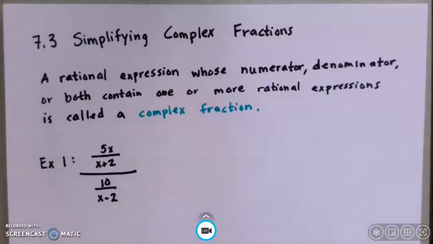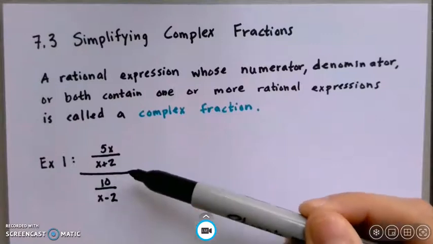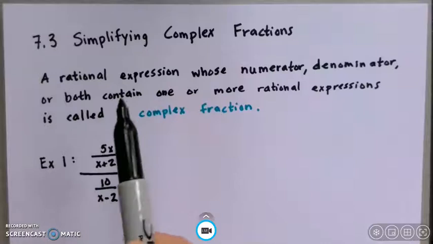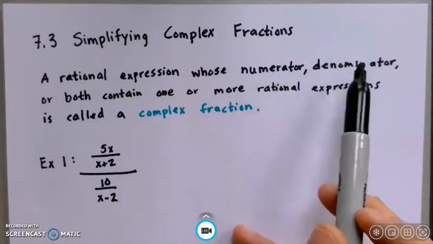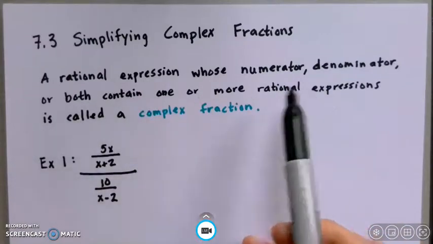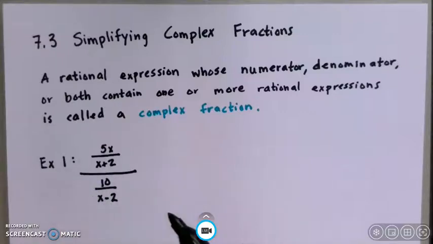So we're going to be taking a look at complex fractions today and how to simplify them. A complex fraction is something that can look like this. We have a rational expression, which means we have a fraction. And if the numerator, the denominator, or even both have a rational expression in them, so if in a fraction the numerator or the denominator or both are fractions, then what we call this is a complex fraction.